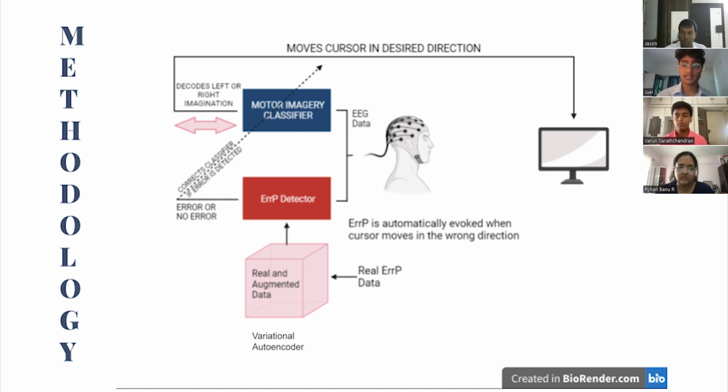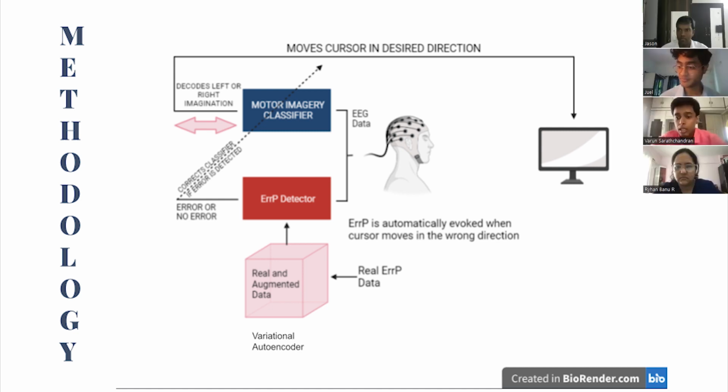So ERRP data sets are not readily available online. And so we use a variational autoencoder to augment our data set and improve it. So the ERRP classifier corrects the motor imagery classifier, which is called online adaptation, whenever the user sees that the cursor is moving in the wrong direction.